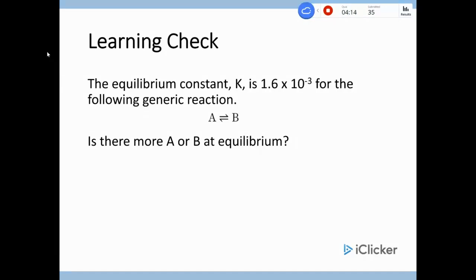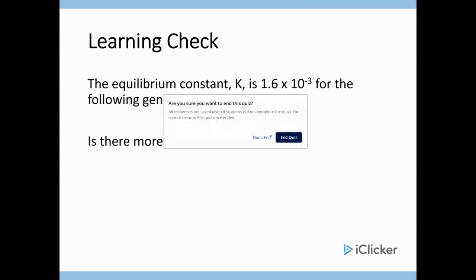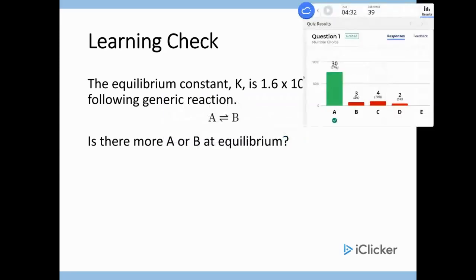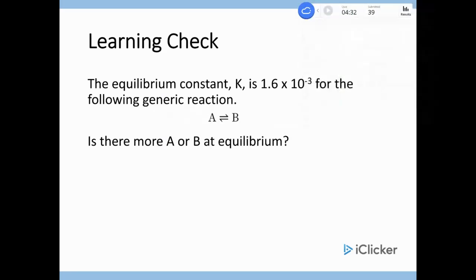All right, I will end it in like 10 seconds. I think this is everybody, but Justin, oh, that was nowhere near everybody. Okay. All right, now I'll end the iClicker. Let's see what you all were thinking. More for A, but definitely a mix.